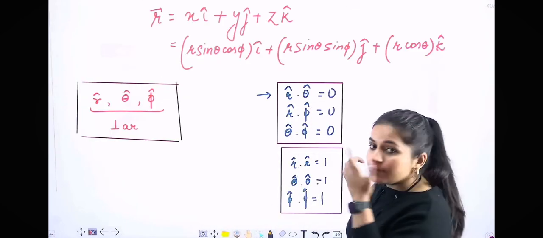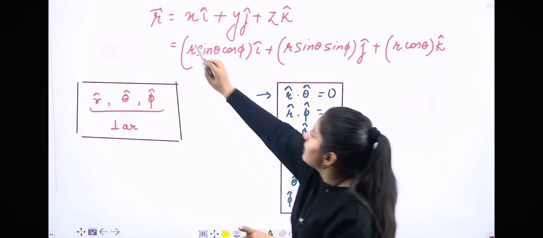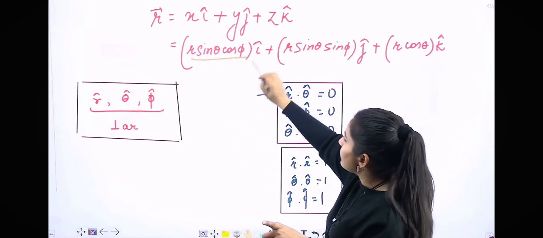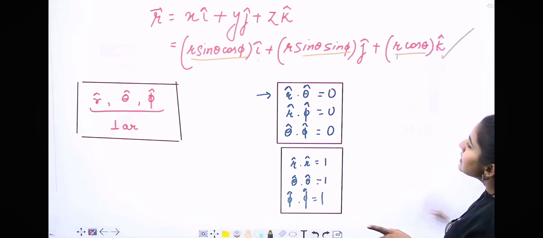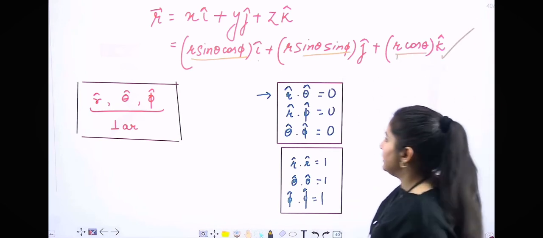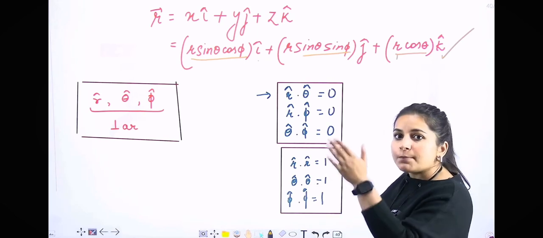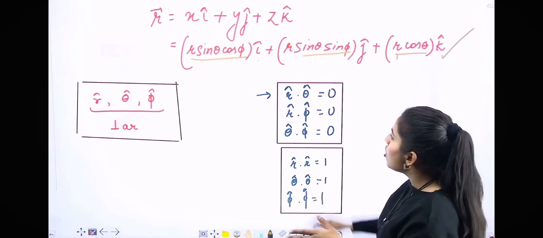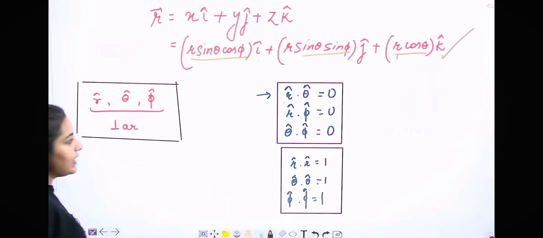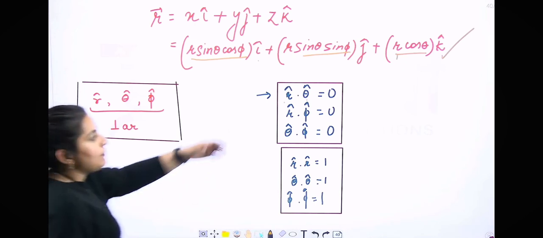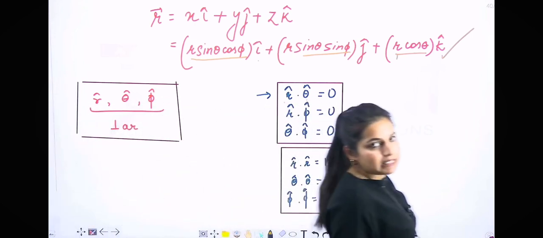Now you have to remember the relation. So r vector can be written as r sin theta cos phi i cap, r sin theta sin phi j cap, and r cos theta k cap. So this is the way you can write the r vector. And since they are perpendicular to each other, r cap dot theta cap is equal to 0, r cap dot phi cap is 0, and theta cap dot phi cap is 0 because they are mutually perpendicular. So their dot product will be 0.